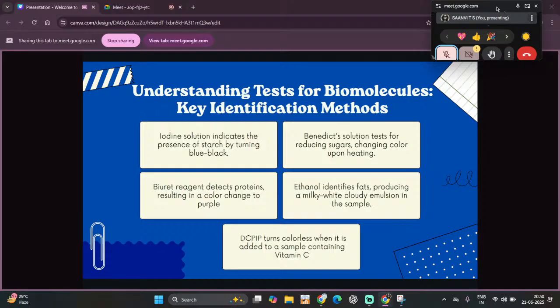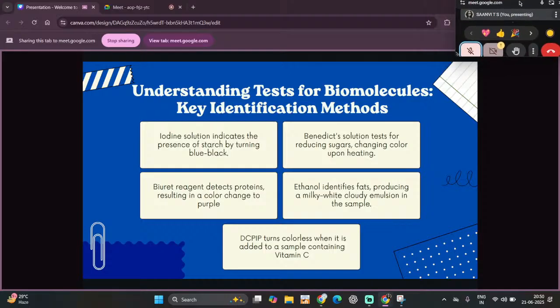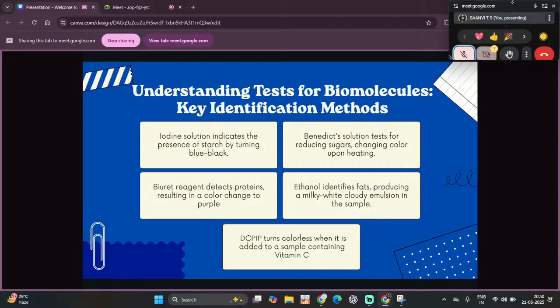So, the first slide, as you can see here, is understanding the tests for biomolecules and the key identification methods. One of the first tests that we'll be going through is the iodine solution test.